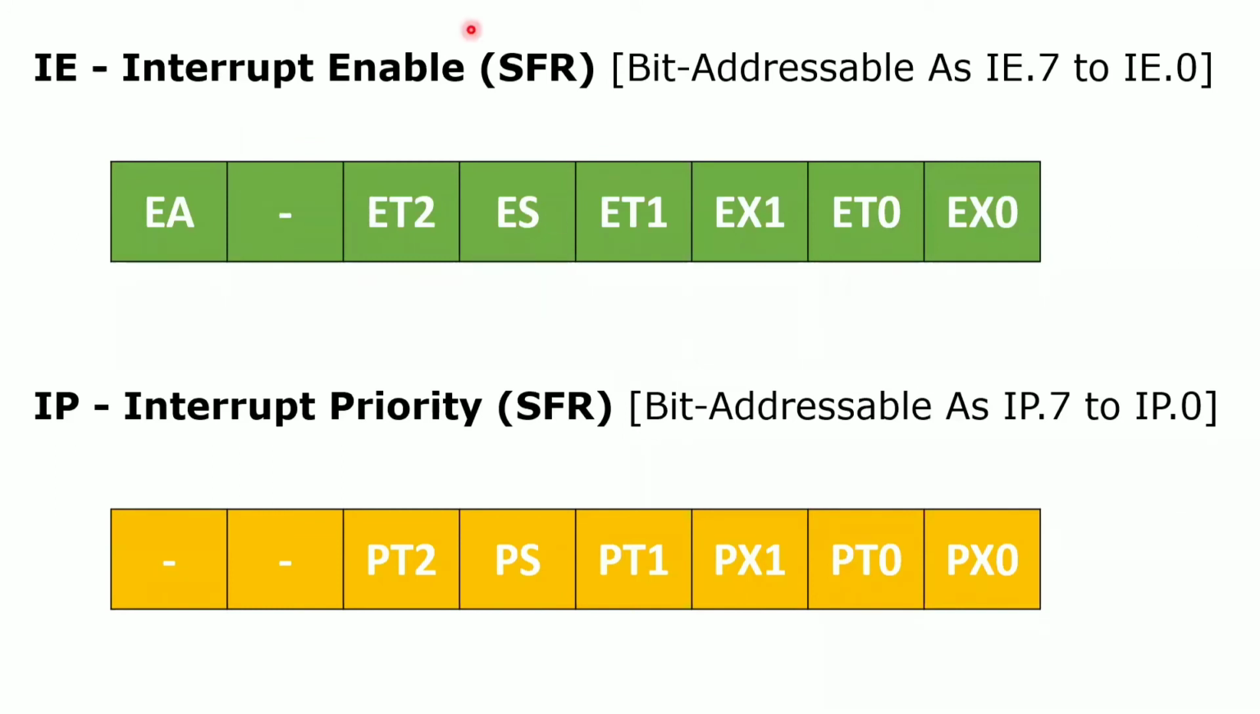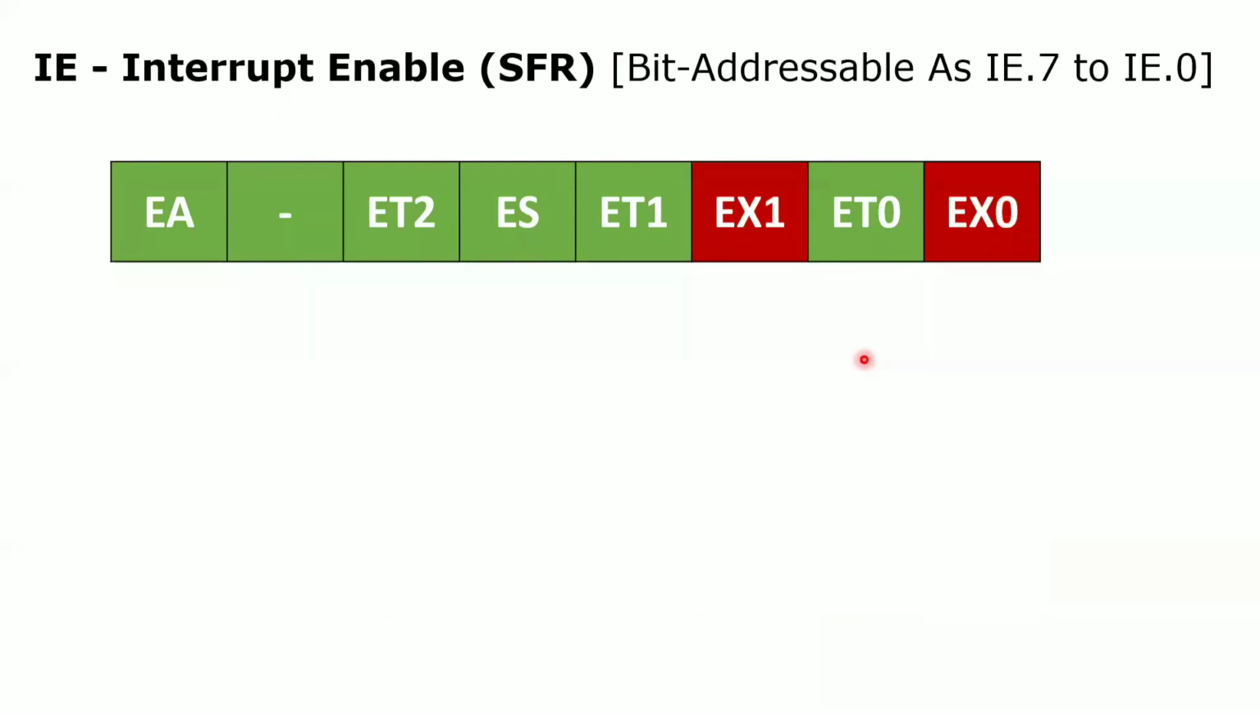Okay, now if you take the interrupt enable register, which is a bit addressable register, what is meant by bit addressable? Which means I am able to access the individual bits of this register. Both are 8-bit registers, and we will see each and every bit of these registers one by one. Let's start with the interrupt enable register.